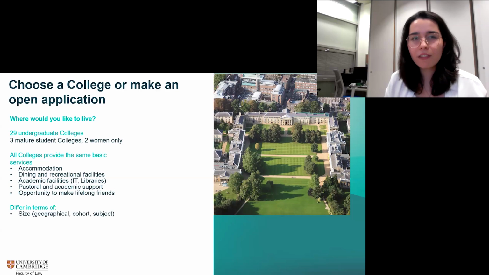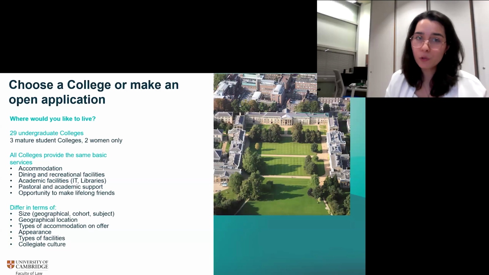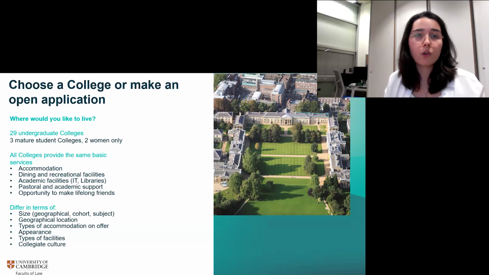But there's a couple of things that they're different in as well that might actually help you pick a college. So first one is size. There's very, very large colleges and there's very, very small colleges. There's also colleges that have a very small law cohort, so that might be 4 to 5 people. There's also colleges that have 10 or 15. So if that's important to you, you can think about that. And of course, the overall cohort as well. So some colleges might have 100 people in a year, some might have 200.